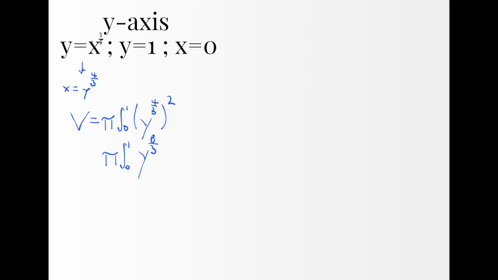This time we're using the disk method. First thing we're going to want to do is change it into terms of y. The little r of our disk method equation is going to end up being 0, so we don't have to worry about that. We're squaring our first equation.